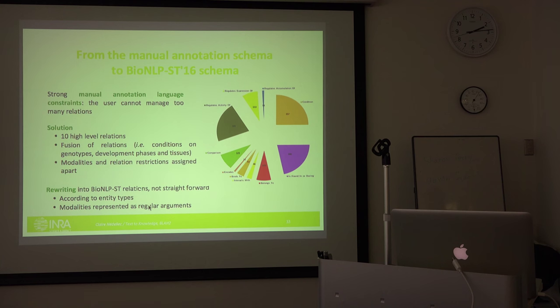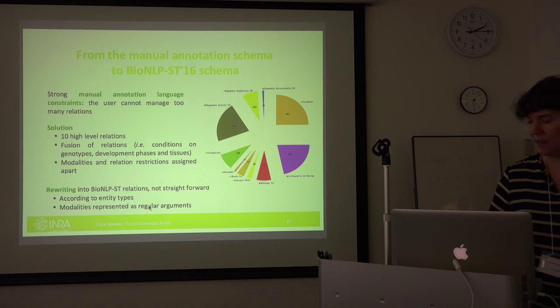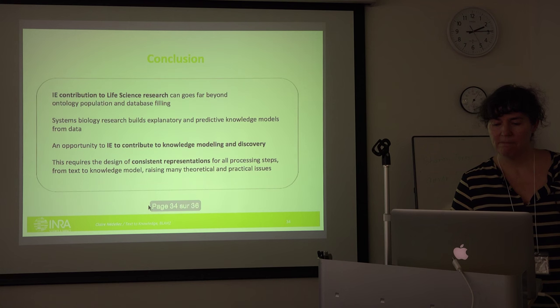We had to map the general relation to a specific relation according to the entity type, and we had also to add the modalities as regular arguments. And in this sense, we lose some information, because modalities like speculation or negation should not be considered as a regular argument of the relation. They do not play the same role as a gene or protein. But in this kind of representation, BioNLP shared task or relational database, etc., the most straightforward way is to consider them as regular arguments. So it would be better to find a more subtle way to represent it.